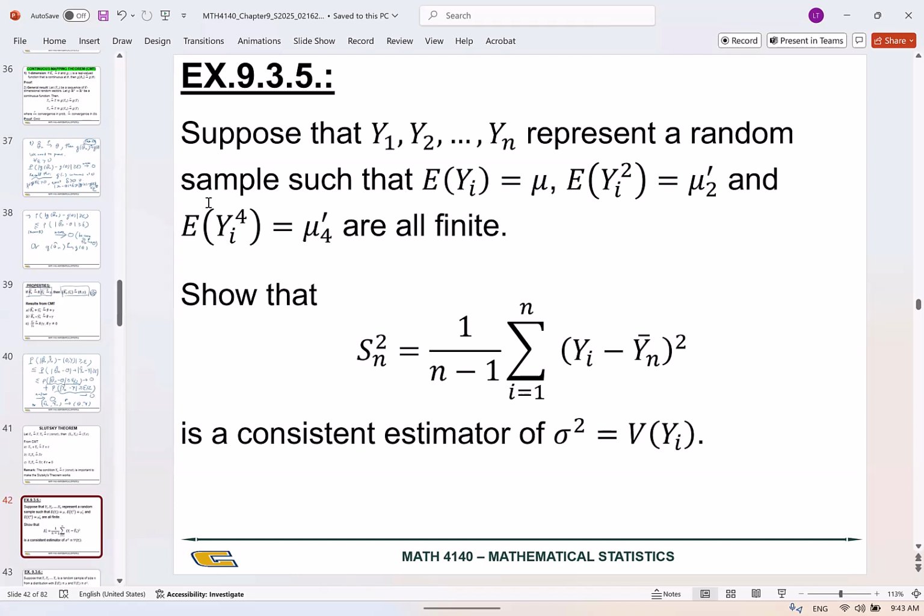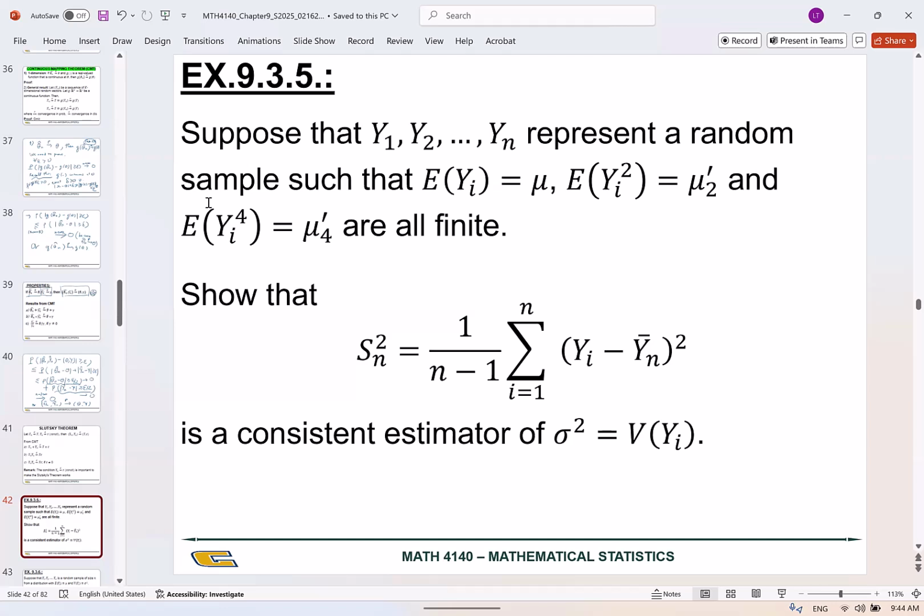But now how about the sample variance? In this case you have Y1 to Yn, a random sample from a distribution with mean mu, second moment mu2 prime, and fourth moment mu4 prime. We need the first, second, and fourth moments to all be finite. Our job is to show that Sn square is a consistent estimator of sigma square, which is the variance. This is the goal.